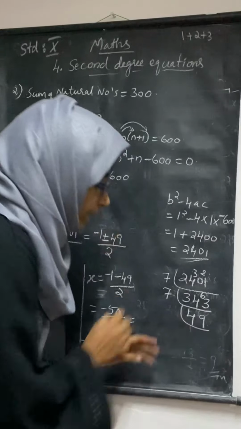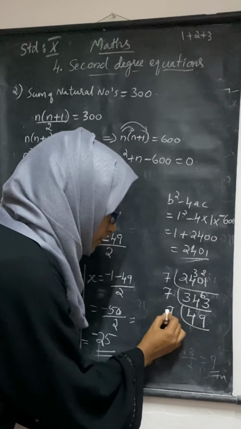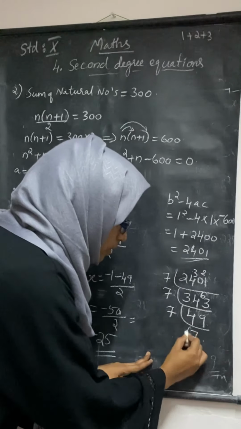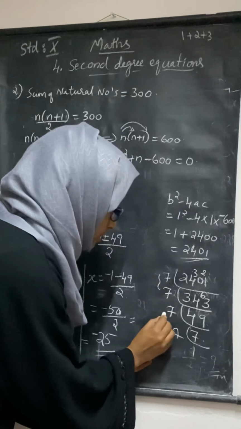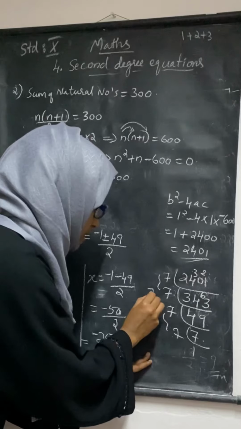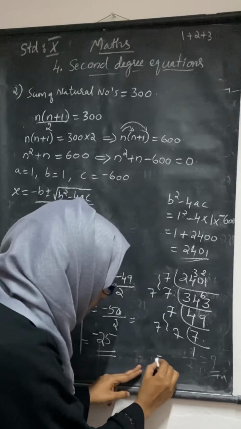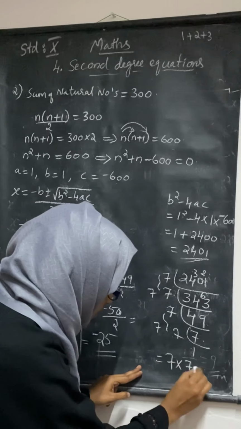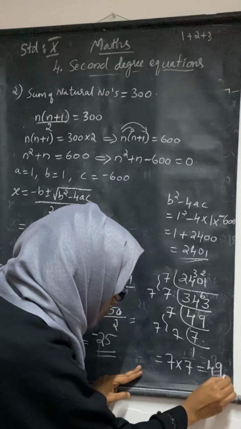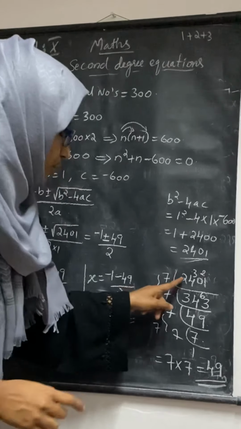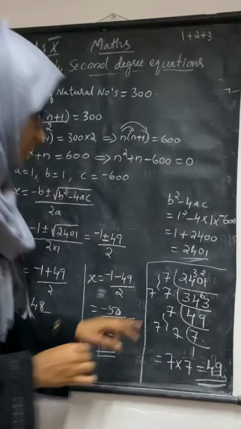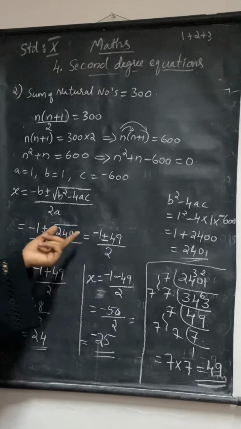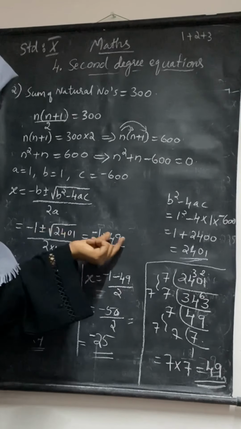Now it is easy, 49. Which number should I take? 7. So 7 7s are 49. One pair you have to take from this 7, from this 7, so that 7 into 7 is 49. So this is the square root, meaning the square root of 2401 is 49. This way you have to do it, so this square root will be 49.